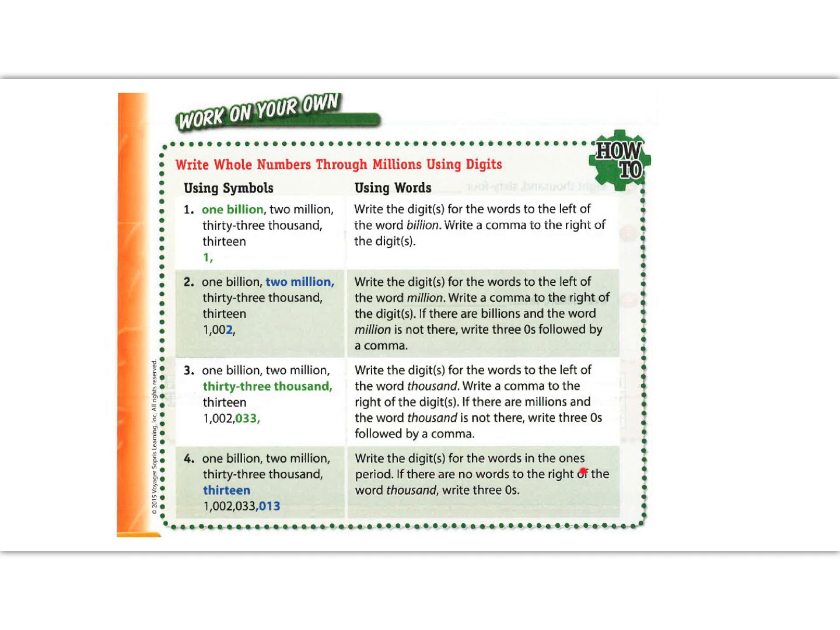And the last one we can see down here in blue, 13. Then you would write the digits in the ones period. If there are no words to the right of the word thousand, write 3 zeros. But in this case, it says 13. So you would write, there's no hundreds, but then 13.